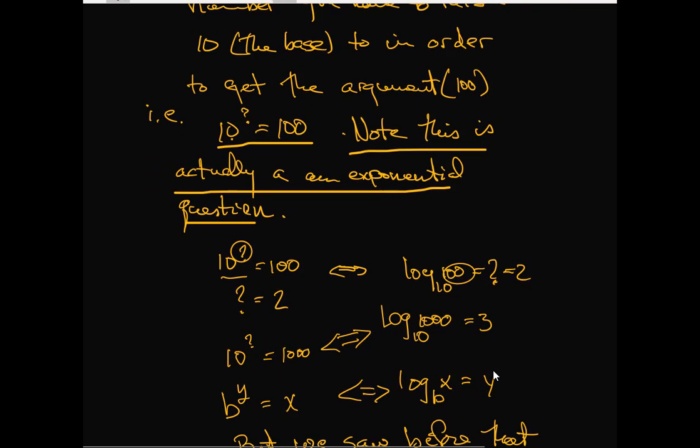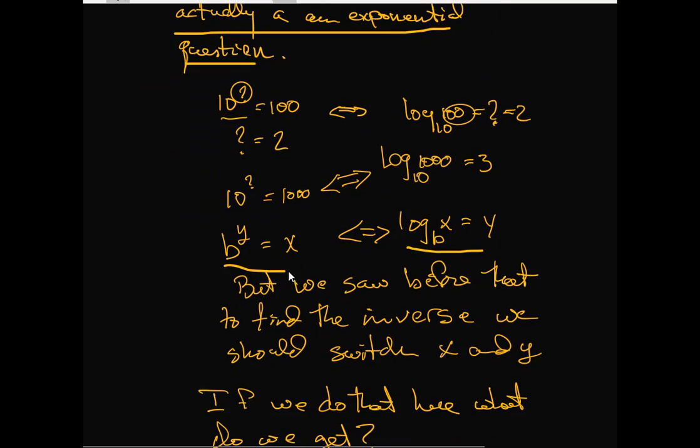So this equals 2. Or another example, suppose we said log base 10 of 1,000. So what's the corresponding exponential question? It's 10 to the what gives you 1,000. And the answer is 3. So this is 3. So more generally, what does this mean? This means b to the what equals x. So the log base b of x is asking the question: b to the y, which y, equals x.